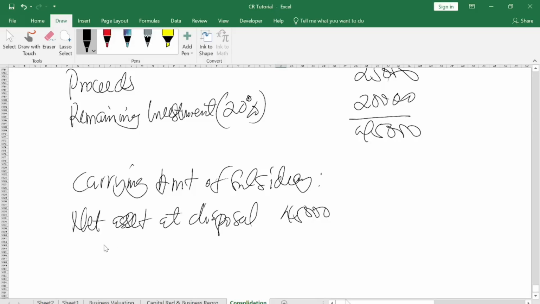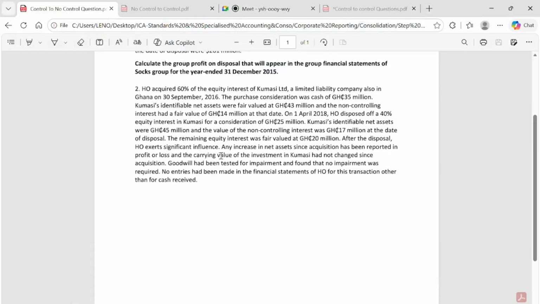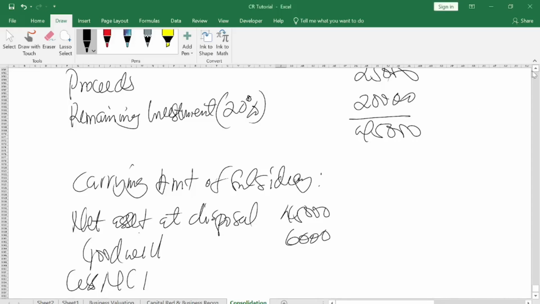And then the next one is, you should find the goodwill, right? The goodwill is how much? The goodwill is what we calculated, 6,000. Then you less the NCI fair value. Watch it, it is in there. The fair value of non-controlling interest was 17 million at the date of disposal. So the NCI fair value has moved from 14,000 to 17. Have you seen it? Yeah.